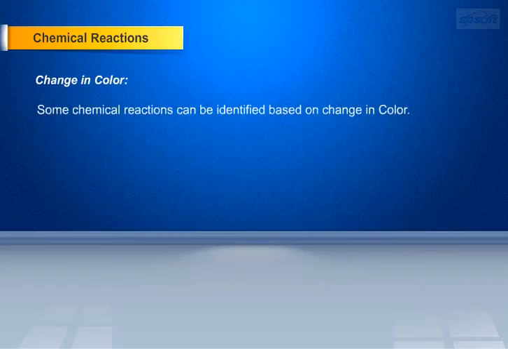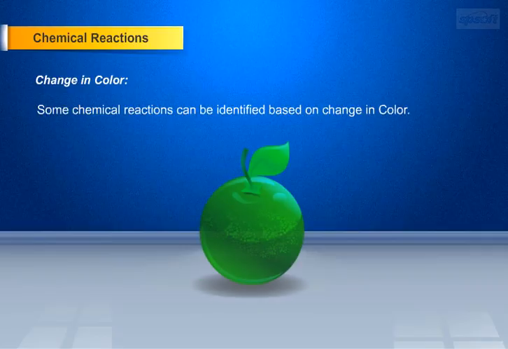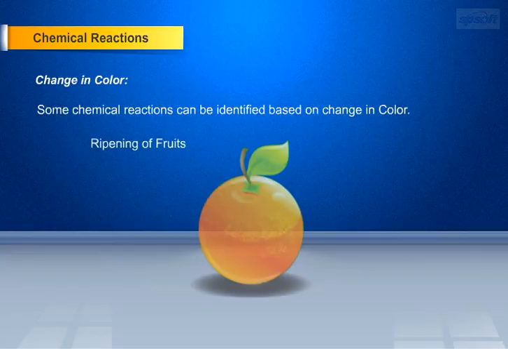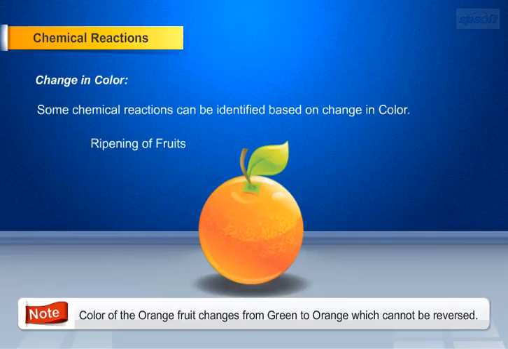Let us see the second characteristic of chemical reaction, which is change in color. Some chemical reactions can be identified based on change in color. For example, oranges are in green color before ripening. Once they are ripened, they change to yellowish orange color. Please note that the color of the orange fruit changes from green to orange and cannot be reversed.